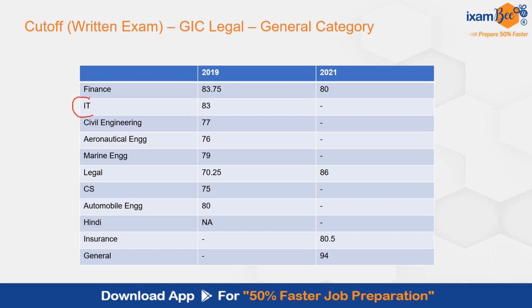In IT, in 2019, the cutoff was 83. This was out of 150. So you can see the cutoff was more than 50%. And this is an overall cutoff. There is no sectional cutoff in any part or in any subject in Part B. There is an overall cutoff of 83 out of 150.